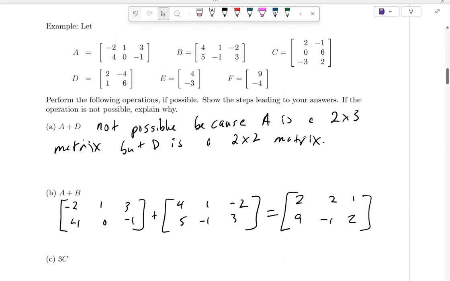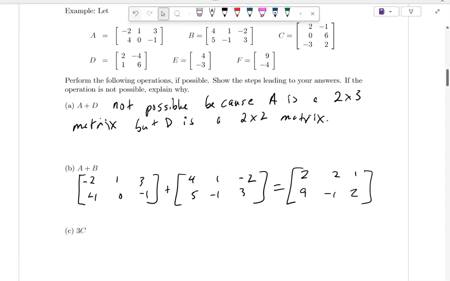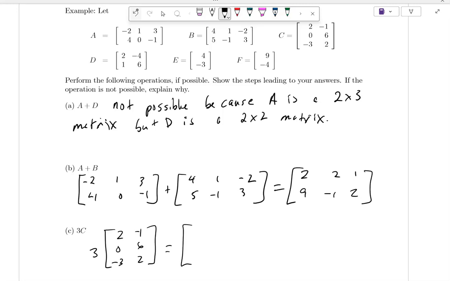The next one says do 3 times C. C is that 2, negative 1, 0, 6, negative 3, 2 matrix. What do we end up with there? 6, negative 3 on the top. Good. 0, 18. Okay. And negative 9, 6. Good. Everybody okay with those? Okay.